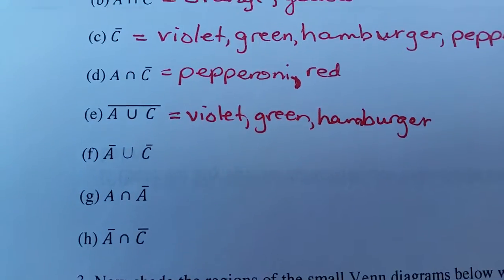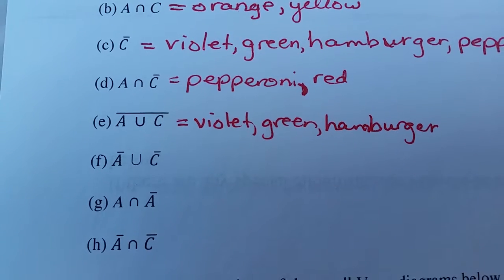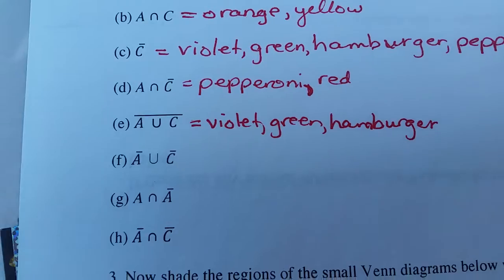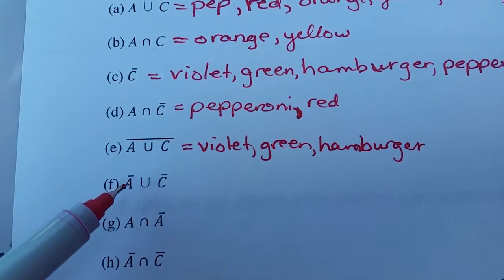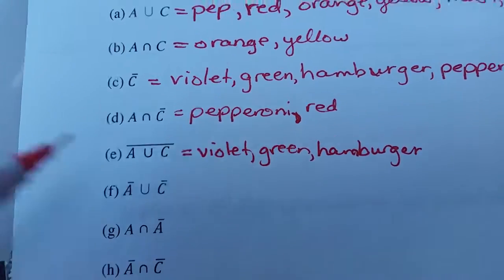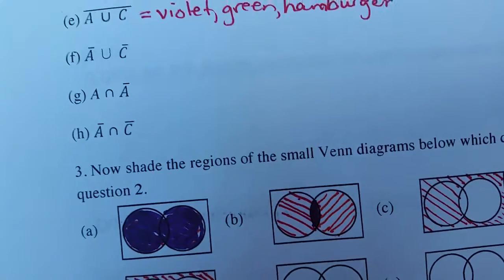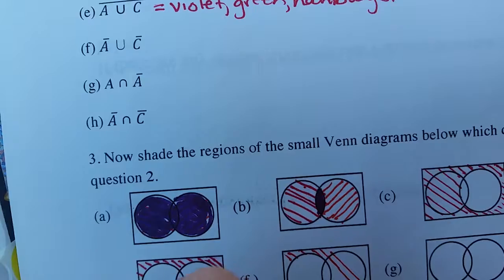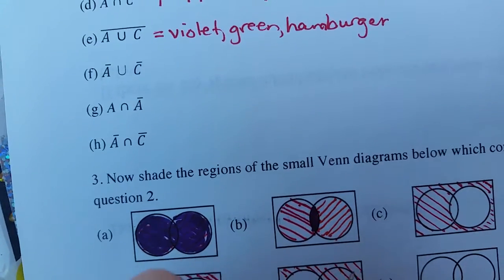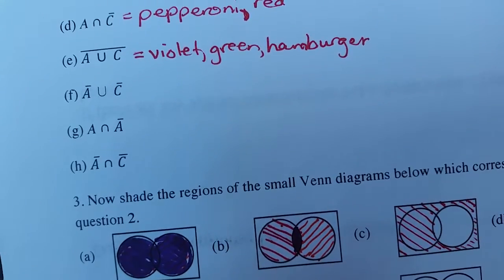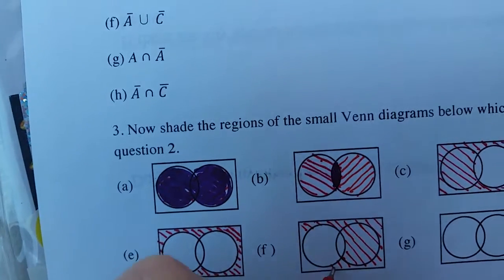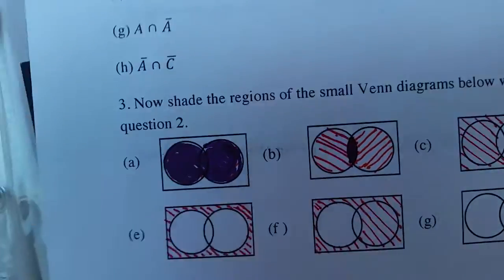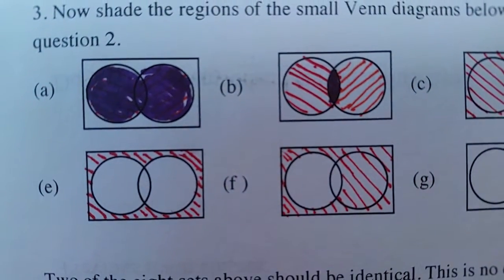Now the next one looks a little different. It's A complement union C complement. So we want, first of all, the opposite of everything that's in A, or the outside of everything that's in A. So let's shade that first. Everything outside of A. Much like we did earlier with everything that was outside of C. I don't know if you remember, that was a few diagrams ago. Okay, so there's everything that's outside of A.